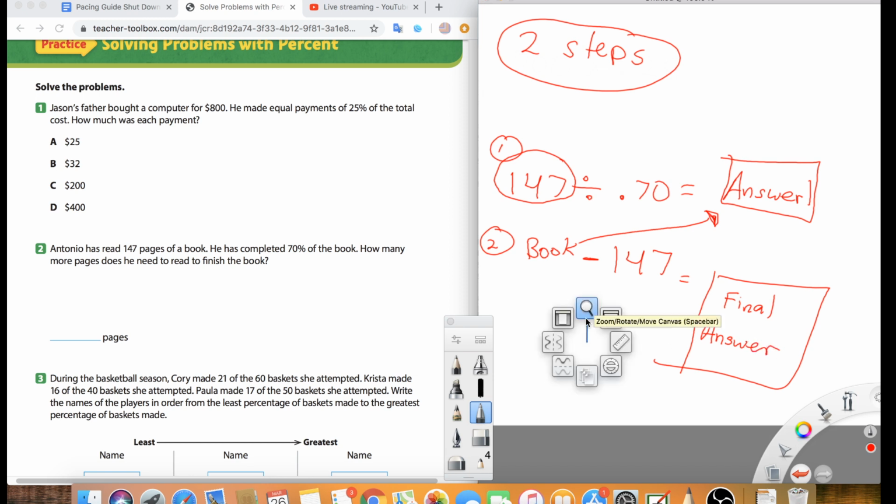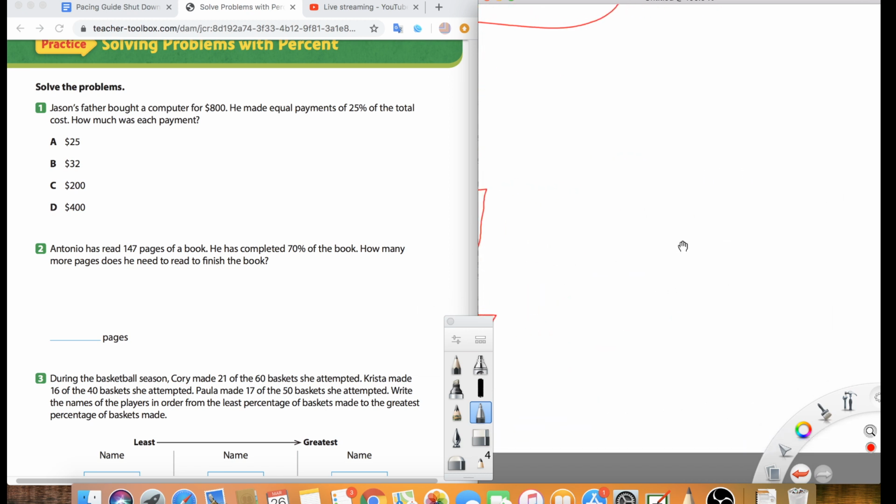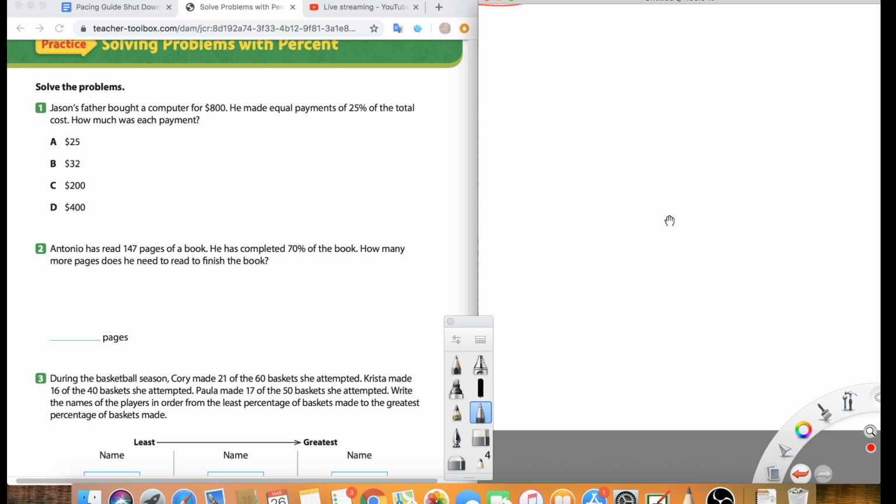All right, let's go to number 3. Let's see, do we have space over here? Yeah, we do. We can use it here.